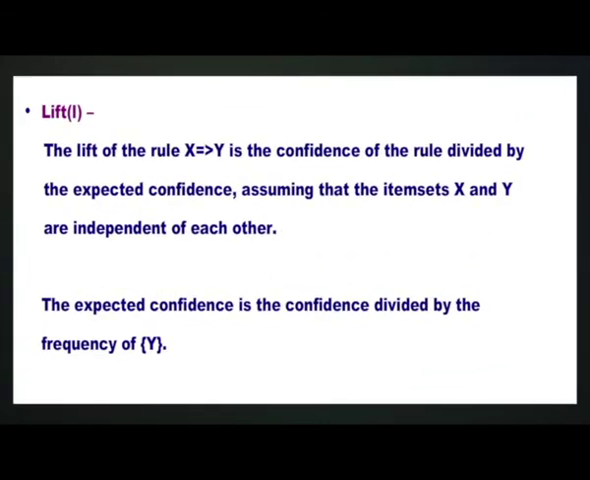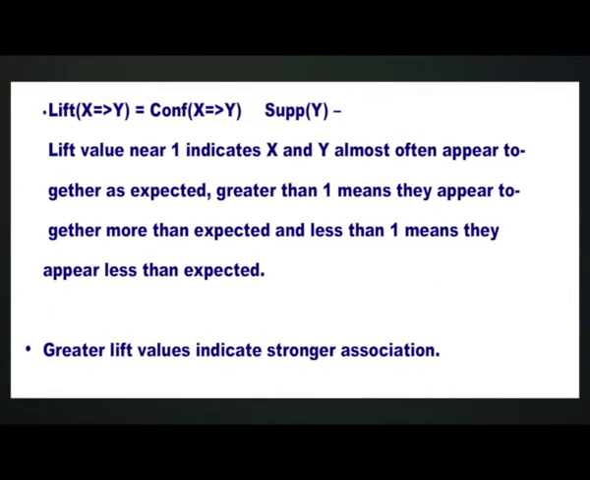The next metric is lift, which is represented by L. Lift is represented by a rule, again X implies Y, as the confidence of the rule divided by the expected confidence, assuming that the item sets X and Y are independent of each other. The expected confidence is the confidence divided by the frequency of items in Y. Lift of X implies Y is equal to confidence of X implies Y divided by the support of Y.